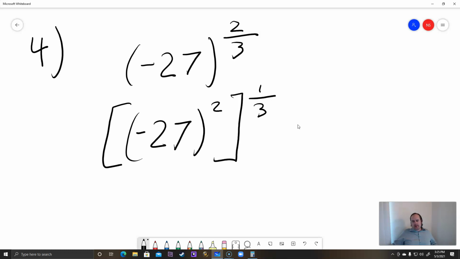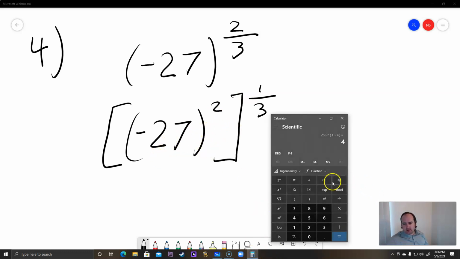Now you might be wondering, well, why is that the same thing? Well, I'm raising an exponent to a power, so I multiply the exponents, and 2 times 1/3 is 2/3. So I'm actually allowed to rewrite it like this. Okay, and then for negative 27 squared, you can type that into your calculator. Parentheses, negative 27, end parentheses, squared, and that gives us 729.